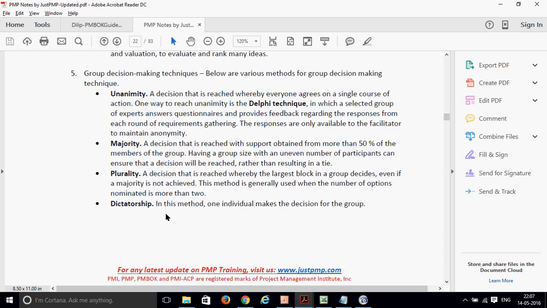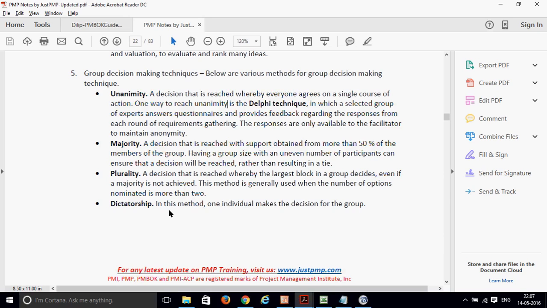Dictatorship: in this method, one individual makes a decision for a group. This is like the head of a particular department who just makes a decision and says, I want this to be implemented. So it's called a dictatorship. This is called a group decision making technique.